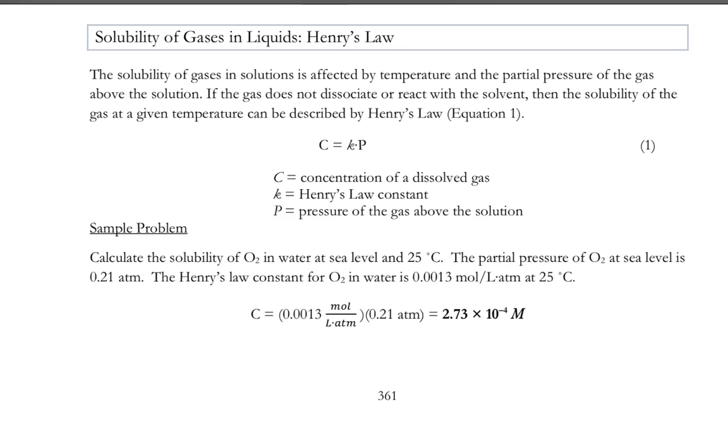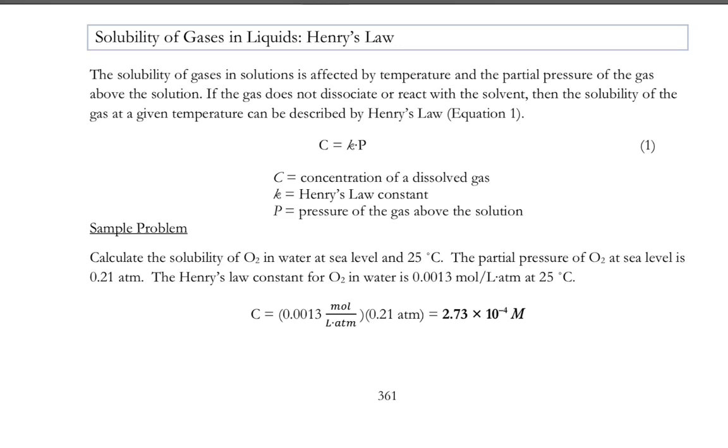So C represents the concentration of dissolved gas within that solution. K is Henry's law constant. And P is the pressure of the gas above the solution. So, sample problem. Calculate the solubility of O2 in water at sea level at 25 degrees Celsius.